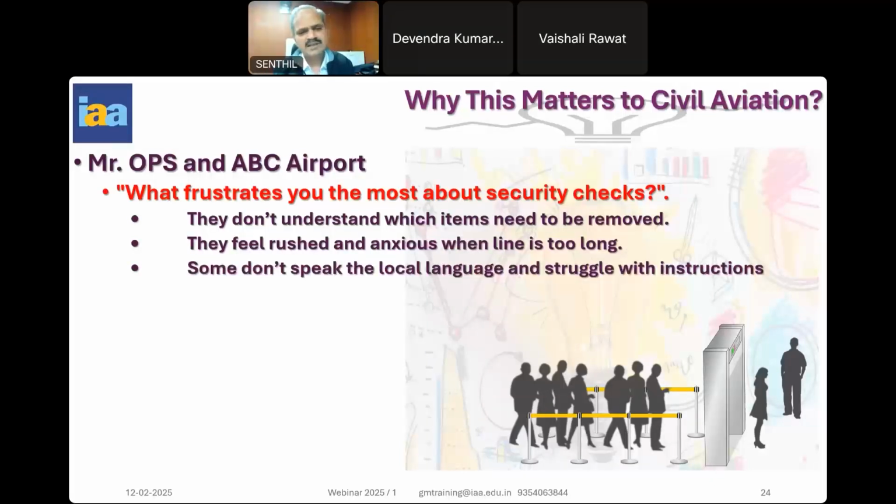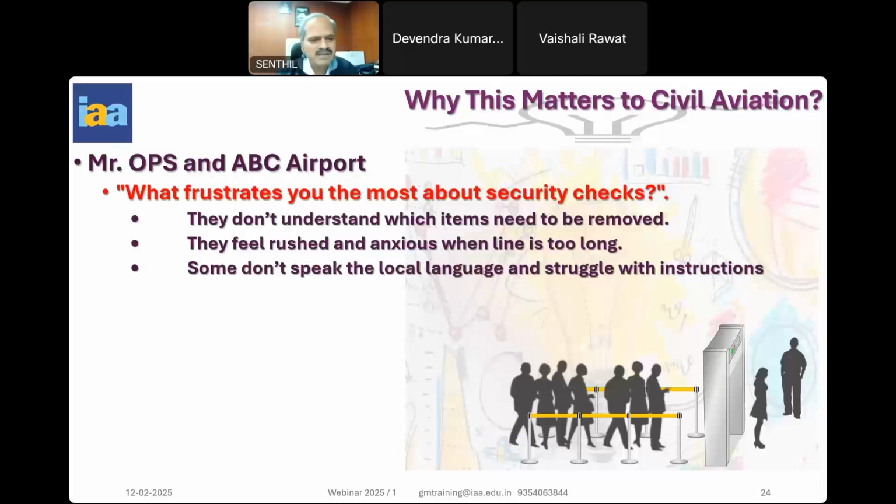Then the second thing: not everybody speaks the local language, and they struggle with the instructions given. This is very much applicable to our India. India is a wonderful country. It's a mini world, you can say. Every 200 kilometers, we speak a different language. How do we address this? So these are the issues he found through passengers.